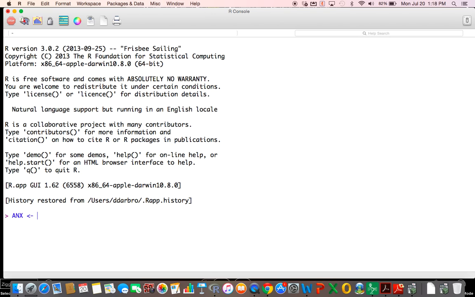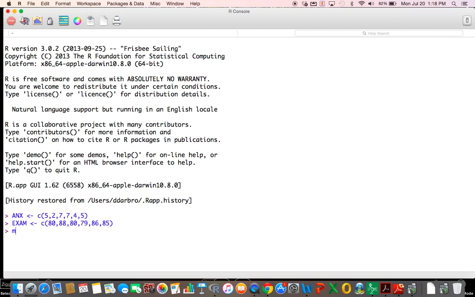first one anxiety. So I'm going to put 5, 2, 7, 7, 4, 5. And next I'm just going to call that exam. You can call it whatever you want. Remember, we have to use the C function. All I'm doing is very carefully typing in the 6 values.